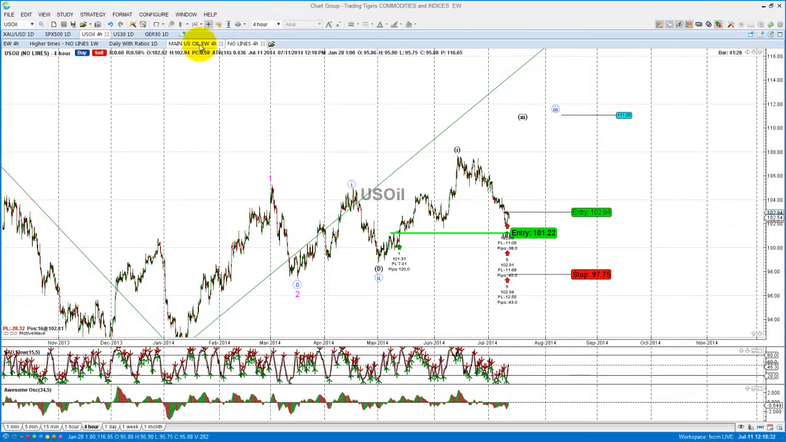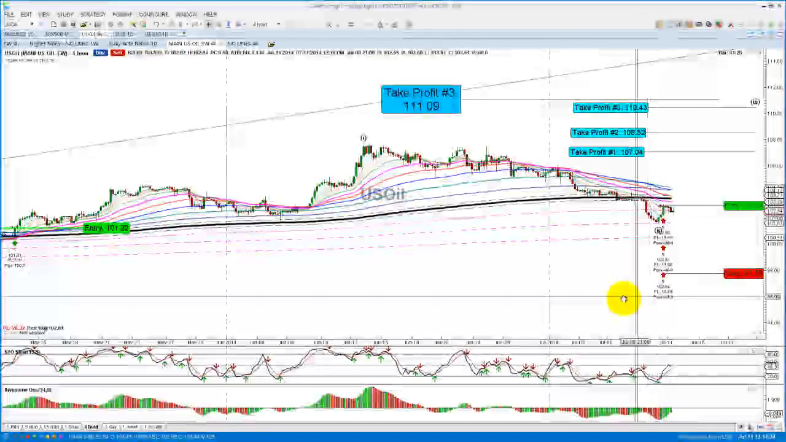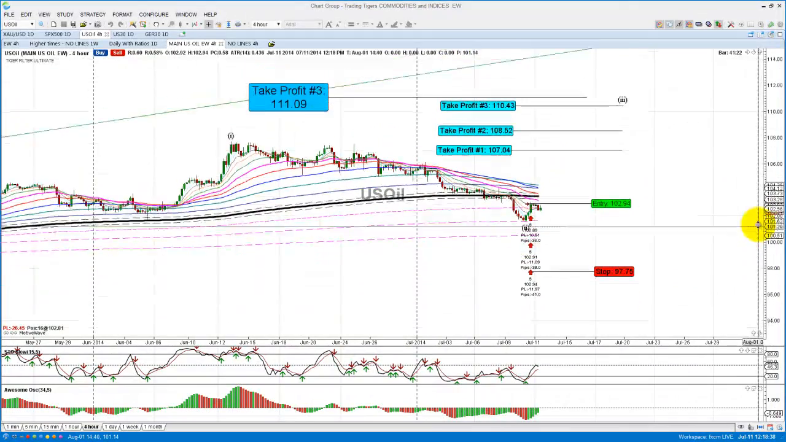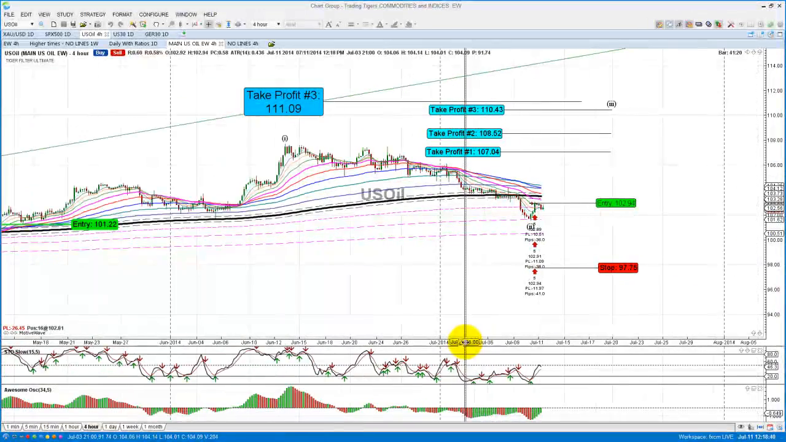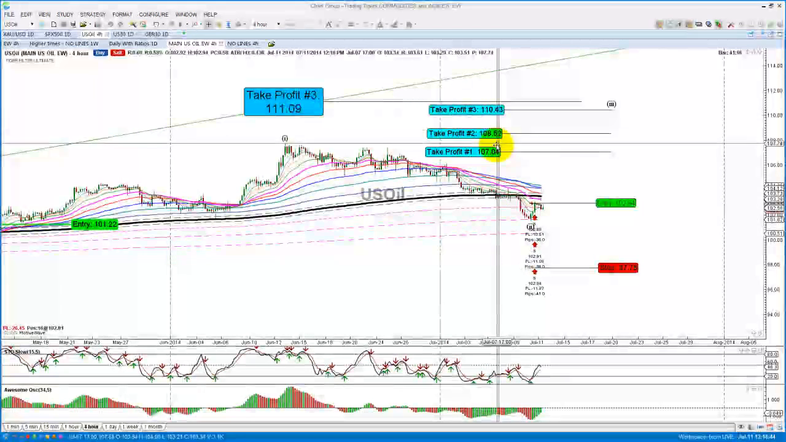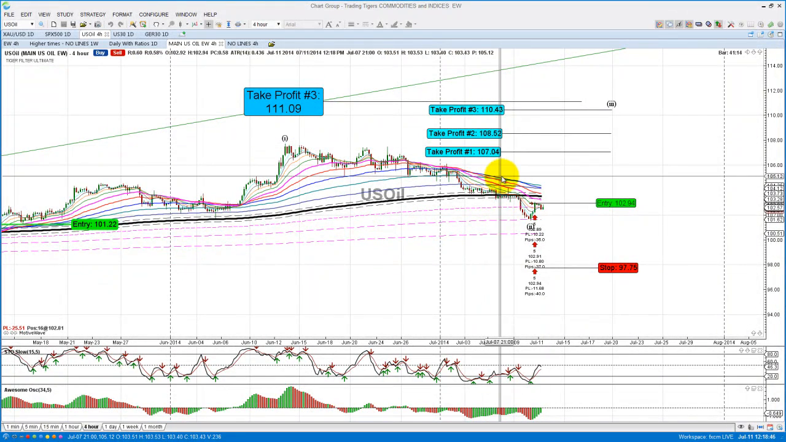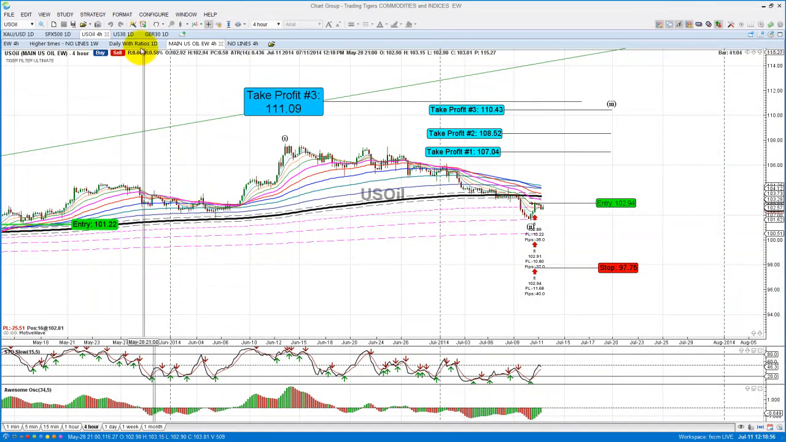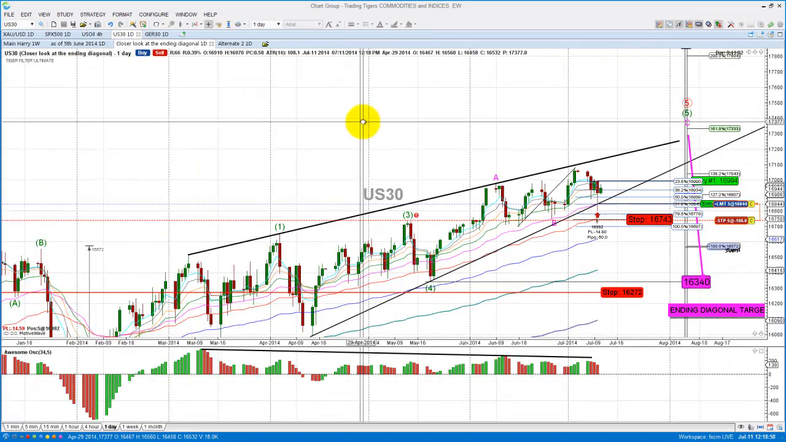The various different levels will be taken here, as you can see, for the minute wave, and the targets are 110.43, 108.52, 107.04. Currently we're in negative for these potential trades, 35, 37, 40 minus. Okay, let's move to the US30.